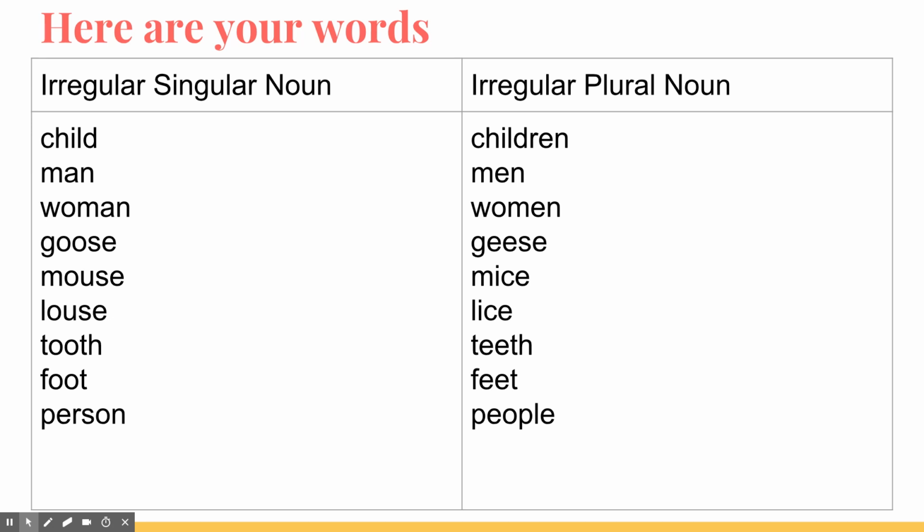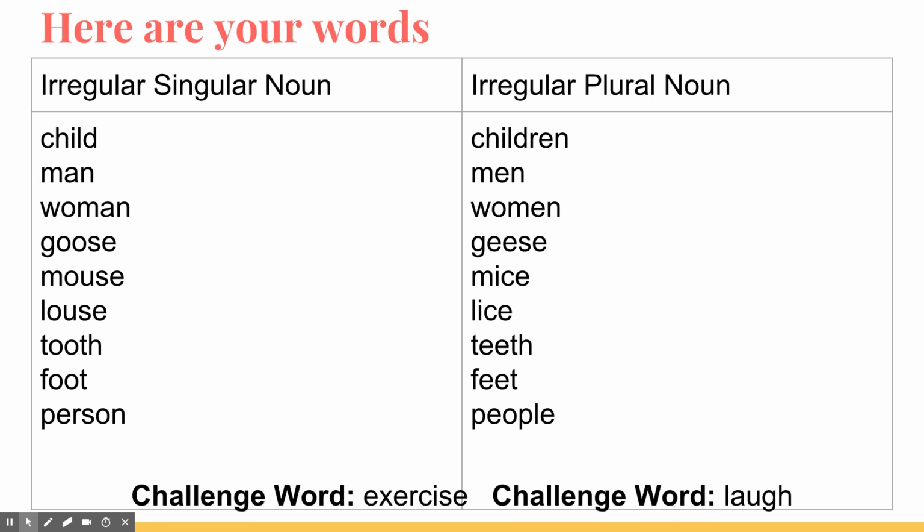Okay, I wish I could say there's a nice little pattern for all of these. You might find one. But the best way to go about it is just to memorize them. I wish I could say it's going to be easy, but I think you can do it by the time we get to our spelling test. So what I'd like you to do now, I forgot to tell you the challenge words. This week's challenge words are exercise and laugh. Notice that laugh has a UGH on the end of it. That makes it kind of tricky. So we're going to need these words for our writing and our reading this week.